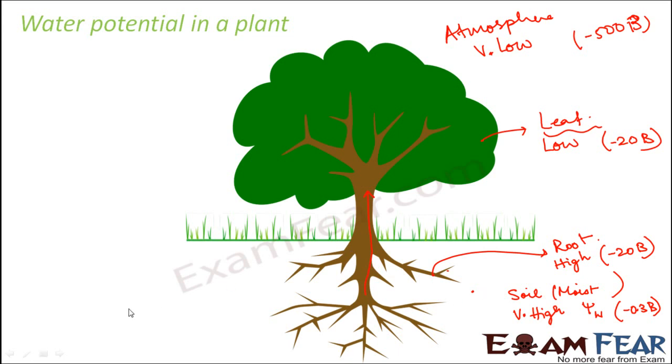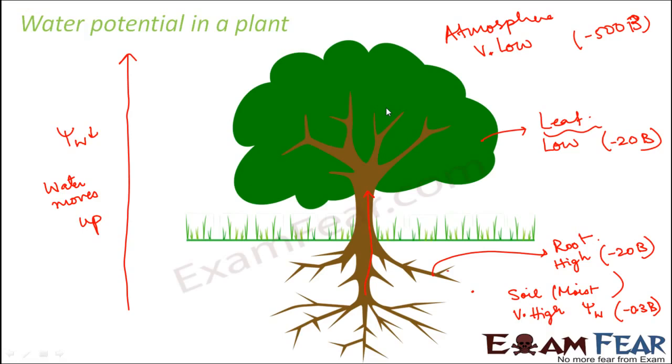water moves upward because the water potential is reducing as you move up. The water potential is decreasing as you move up, and that is why the water is moving up, because water moves from higher potential to lower potential. In the soil it is at the highest potential, and in the atmosphere it is at the lowest potential. Water moves up through the roots to the stem and then to the leaves, and from the leaves it moves out by evaporation in a process called transpiration. That is how the water movement actually takes place in a plant.